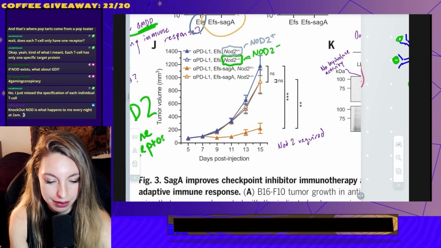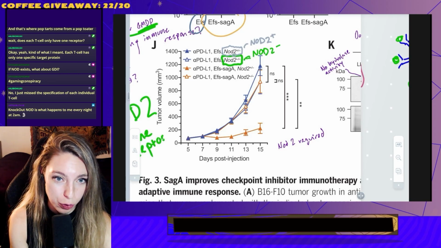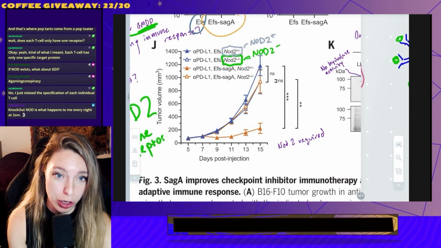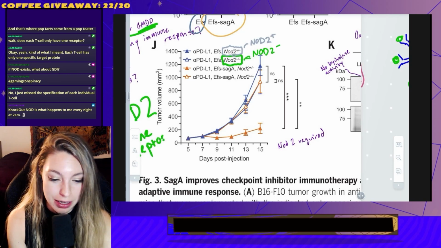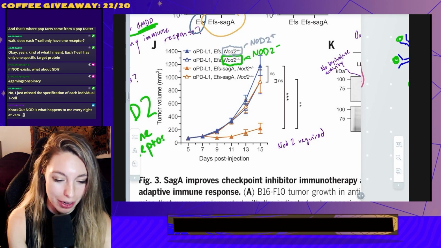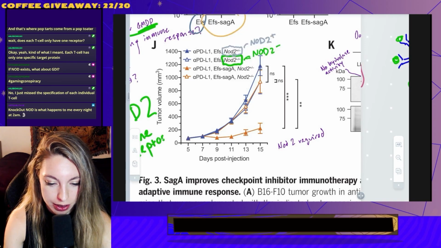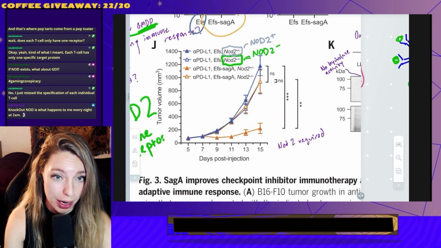So now what they're doing is they're using their shitty bacteria as a negative control, and they're also using the shitty bacteria that overexpresses SagA, so the orange one. And they're combining this with anti-PD-L1 in their sarcoma, or in their melanoma tumors. So let's first look at anti-PD-L1 with shitty bacteria, E. faecalis, and then in mice that are NOD2 positive.